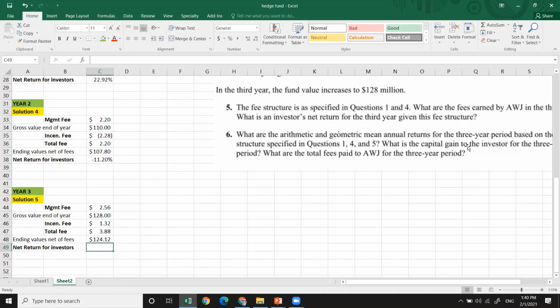And the question: what is the capital gain to the investor for the period? Look, here they don't ask for the net return, but the capital gain. It's almost the same thing, but you need to express it not in percentage terms, but in absolute terms, in dollar terms. How should you do it?